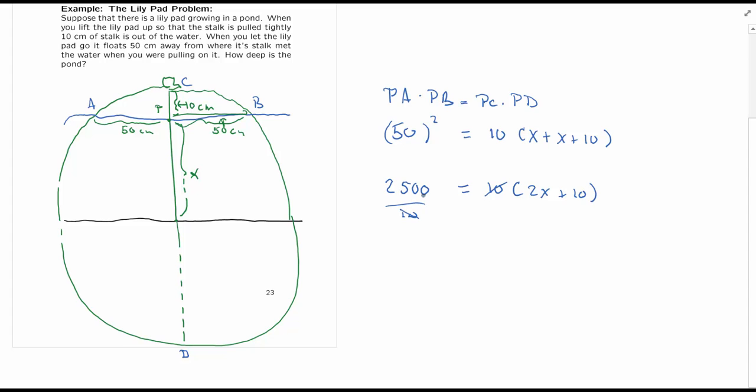So we have 250, and I'll minus this 10 away from it, is equal to 2x. So this gives me 240, and then I'll divide that by the 2. So 240 divided by 2 is 120, is equal to x. So now we can say, therefore, the pond is 120 centimeters deep.